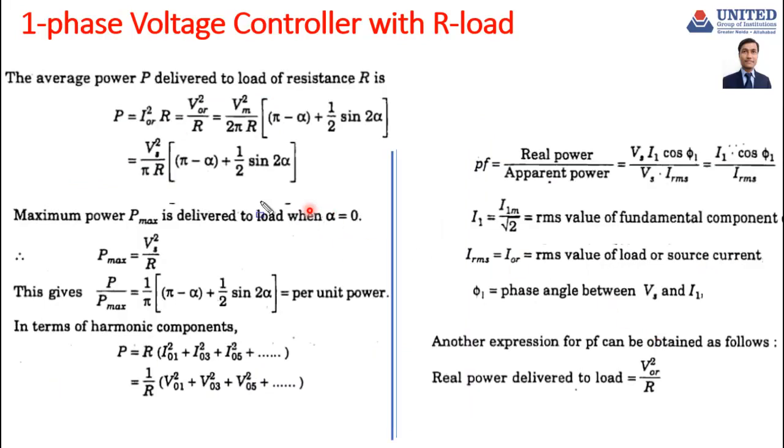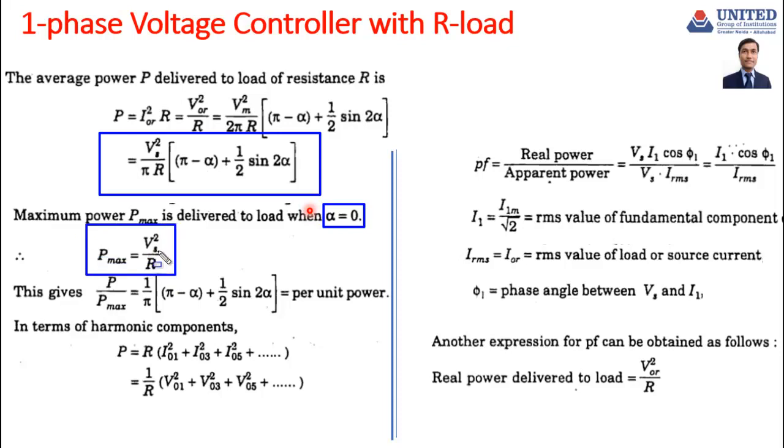Now the average power P delivered to the load of resistance R will be Io RMS squared into R, where Io is the RMS value of the output current. So finally we get the power as Vo squared upon πR times [π − α + half of sin 2α]. The maximum value Pmax can be calculated when α is equal to 0. Therefore, the maximum value of power will be Vs squared upon R.